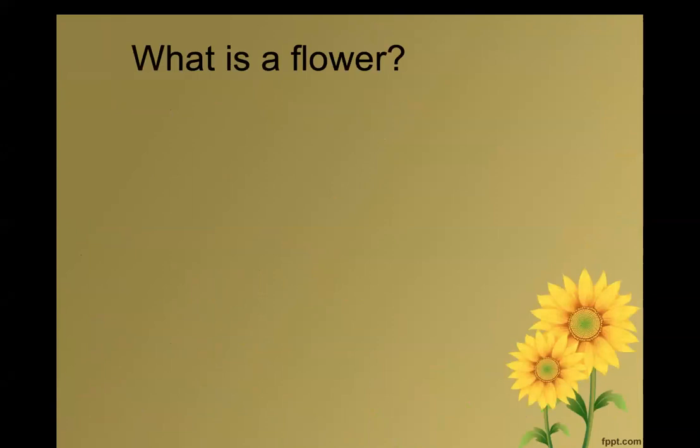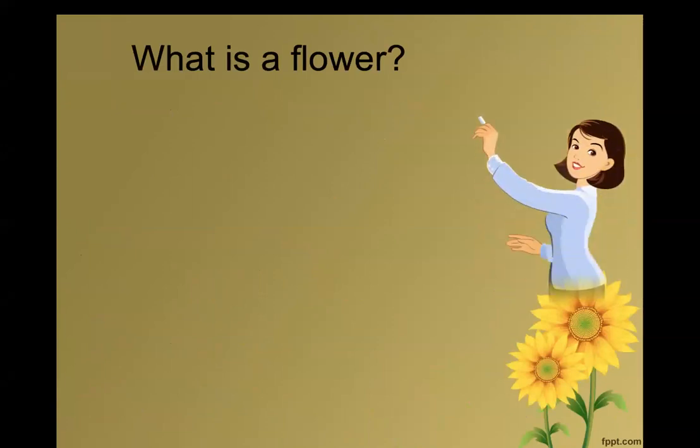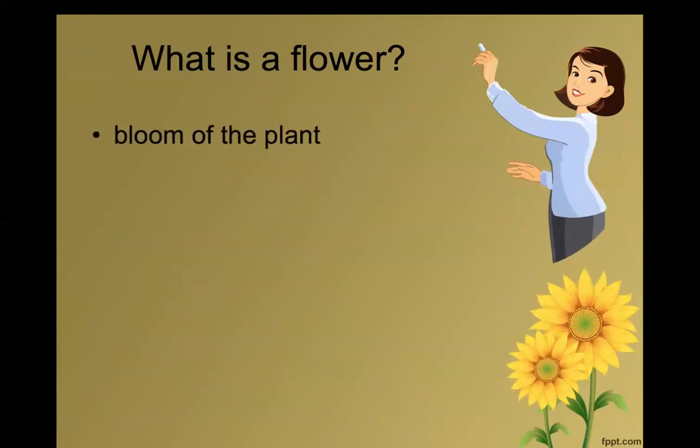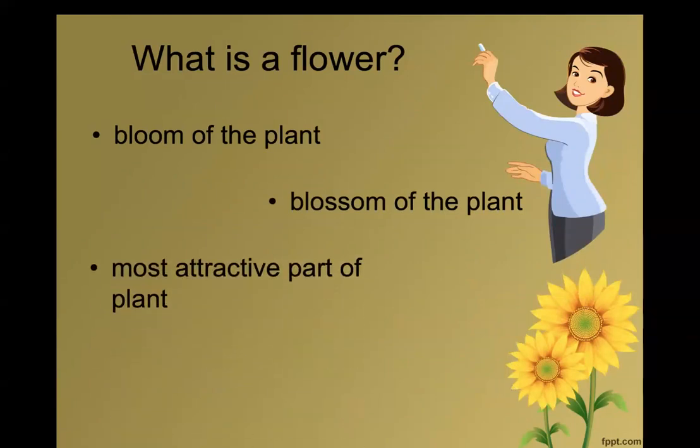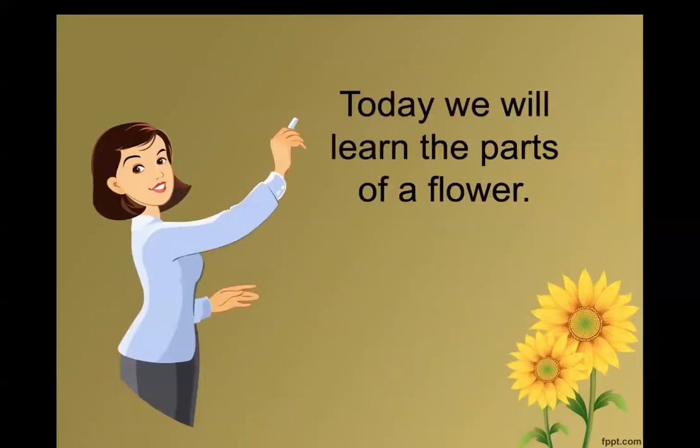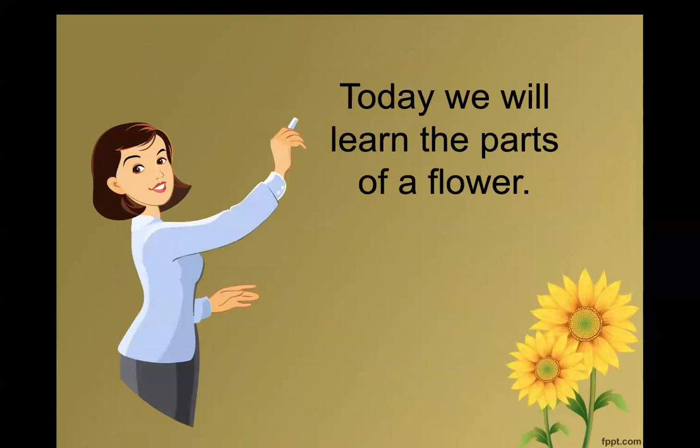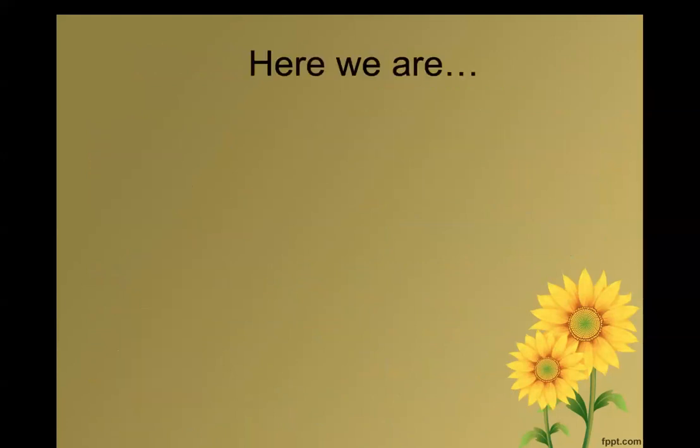What is a flower? There are so many descriptions of a flower. One of them is that it is called the bloom of the plant. Well, that's true. It is the blossom of the plant and, of course, the most attractive part of the plant. It is also known as the seed-bearing part of the plant. Because today we will learn the parts of a flower, here we are.